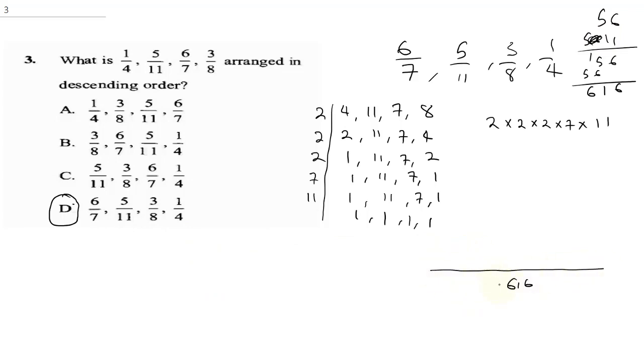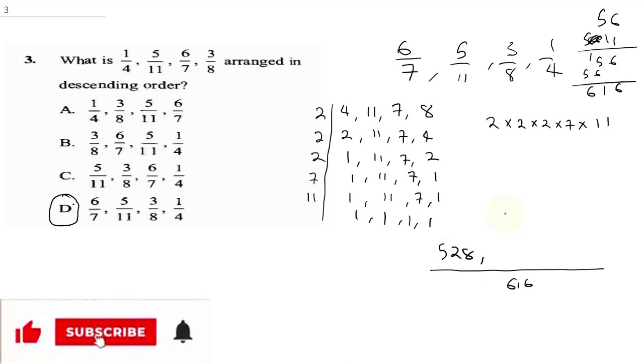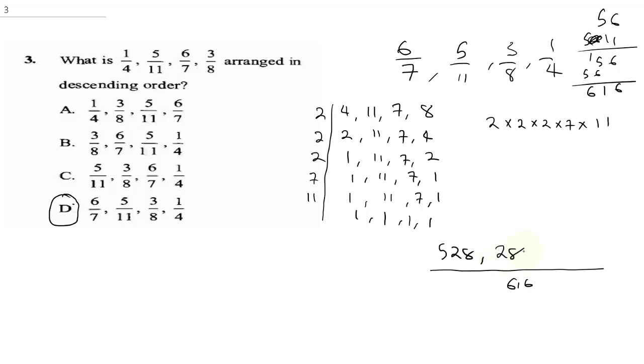616 divided by 7, you're going to get 88 multiplied by 6. This will give you 528. Then you do 616 divided by 11, you're going to get 56 multiplied by 5. This is going to give you 280. Now, remember, we're treating them this way.